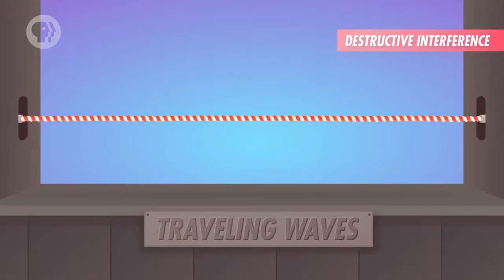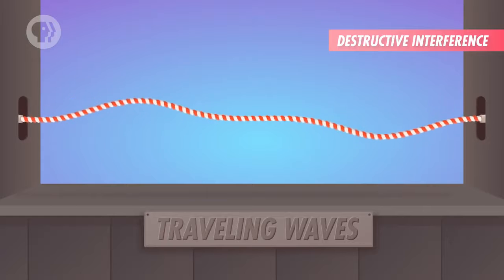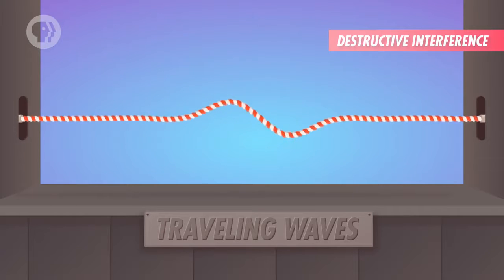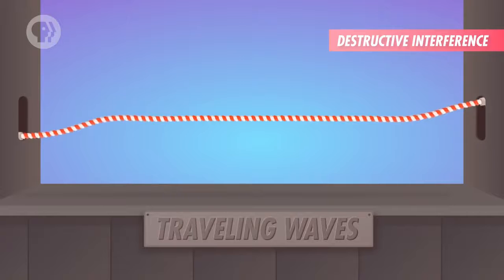Now let's say you do the same thing again. This time both waves have the same amplitude, but one's a crest and the other is a trough. And when they overlap, the rope will be flat. It looks like the waves just disappeared. That's called destructive interference, when the waves cancel each other out.